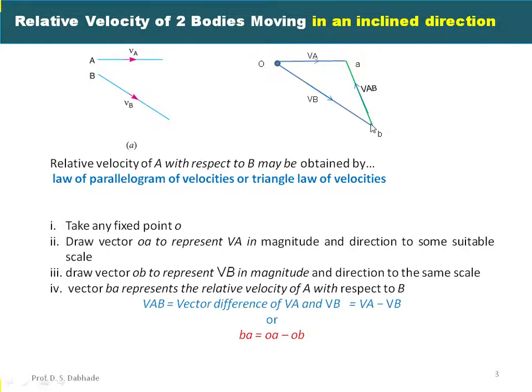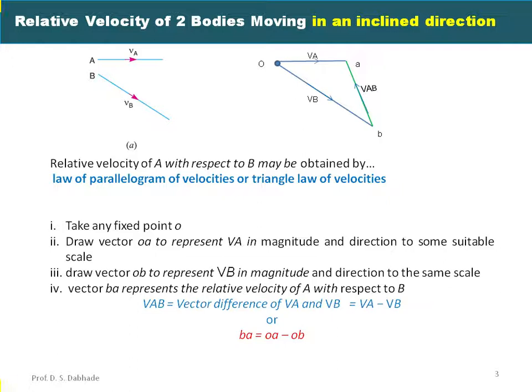So here, the length of vector BA is equal to the length of OA minus OB. So it's the subtraction of these two vectors like this. In this way we can calculate the magnitude of this particular relative velocity.